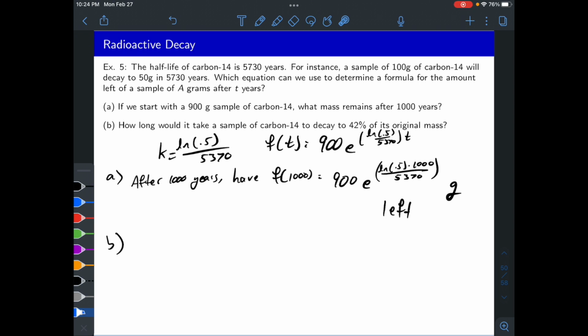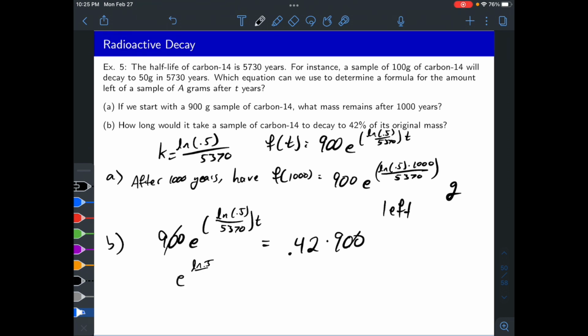How long would it take to decay to 42% of its original mass? So we want 900 e to the ln of a half over 5,370 t to equal 42% of its original mass, so 0.42 times 900. We can proceed just by dividing both sides by 900, and then we get e to the, this is our k value, equals just 42%, or 0.42.